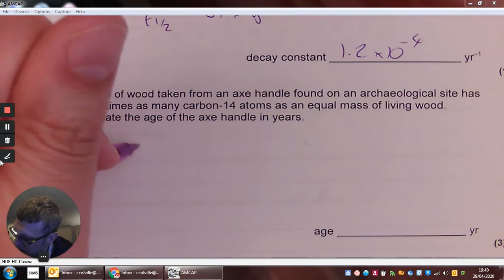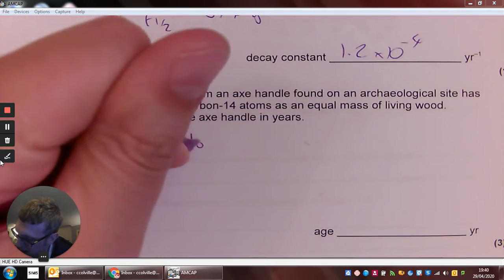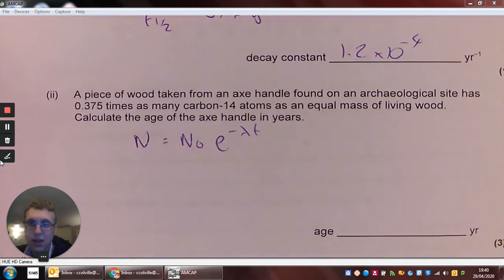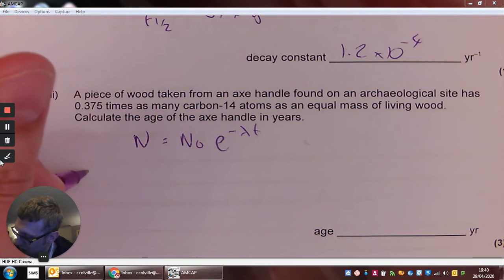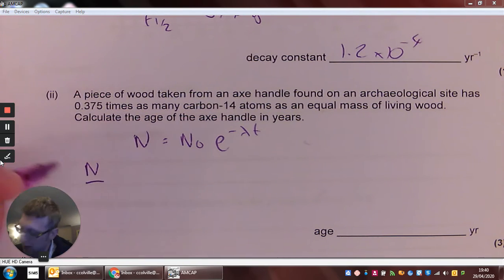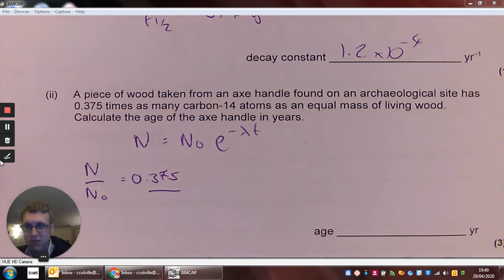So what we're expected to use here is the number of radioactive nuclei I have just now is n0 e to the minus lambda t. Decay constant they're giving us, the time we're trying to work out. And in the question, they've told us our ratio, the number now compared to the number at the start, is 0.375. So that's where this question is tricky. It's about how they've written it rather than the maths we're doing. So let's put those numbers in.